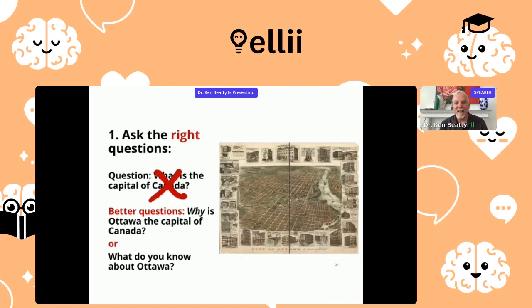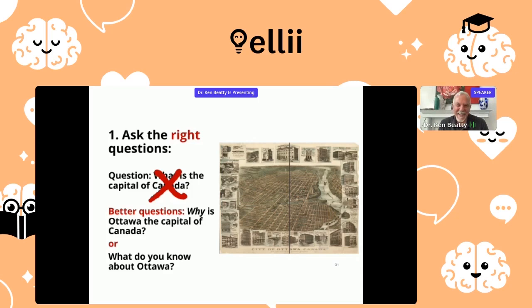So we have to start by asking the right questions, and this is very similar to the grammar question that I mentioned earlier. So a question is, what is the capital of Canada? We ask these simple-minded questions all the time in our classroom. One student will put up their hand lazily and say, Ottawa. And nobody else is even paying attention. They think, yeah, Hermione Granger will answer the question. I don't have to do anything, right?